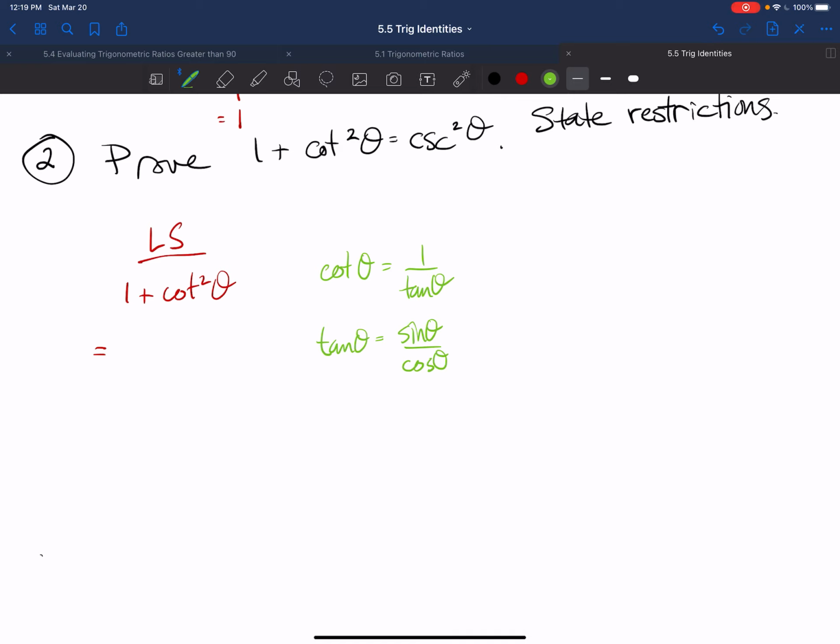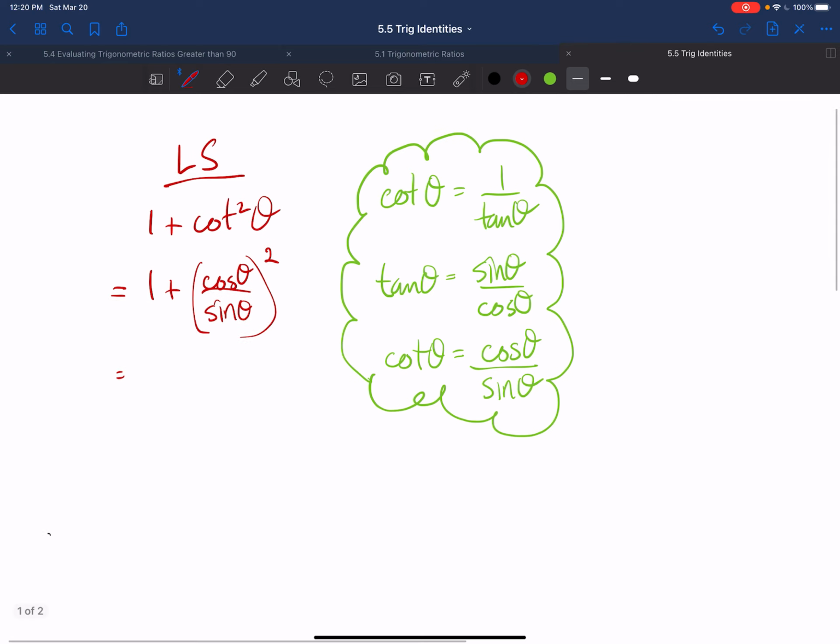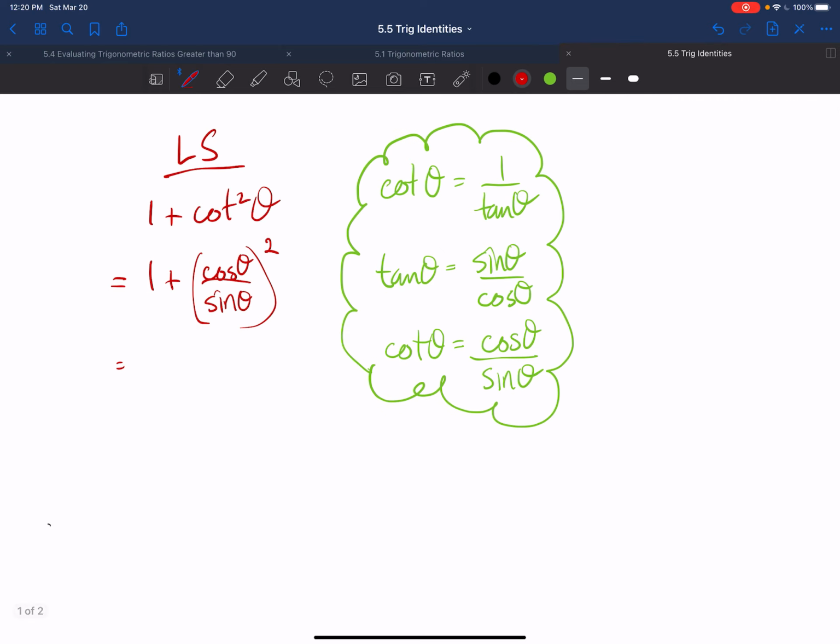So if tan theta is sine over cos, that means cotangent theta would be the reciprocal of that. So knowing this, and this is all in your identity sheet, you didn't have to write it out, I'm going to replace cotangent with cos and sine. So instead of cotangent squared theta, it's going to be cos theta over sine theta squared. But I would write it like this.